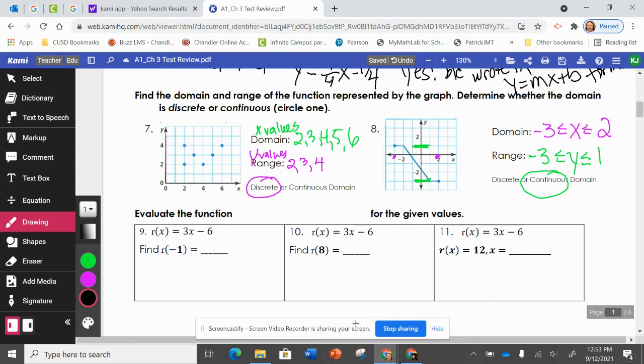For number 9, we have a function named r. Here, they're asking us to change our x to -1. So that means we change that x to -1. 3 times -1 minus 6. 3 times -1 is -3. -3 minus 6 more, or if we add the opposite, it would be -3 plus -6, makes that -9.